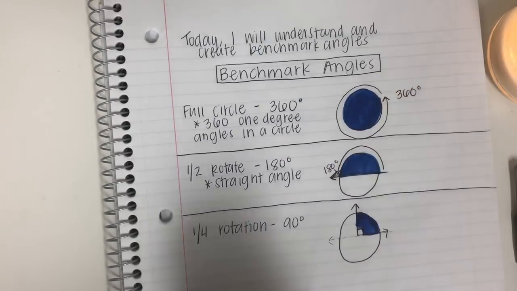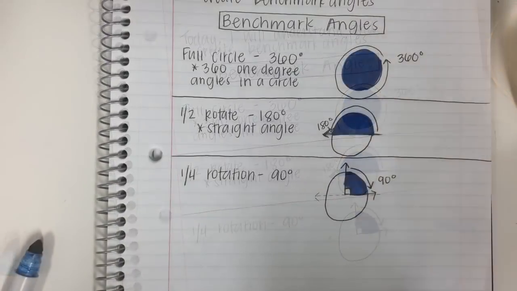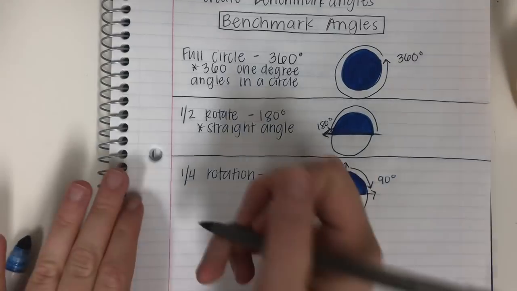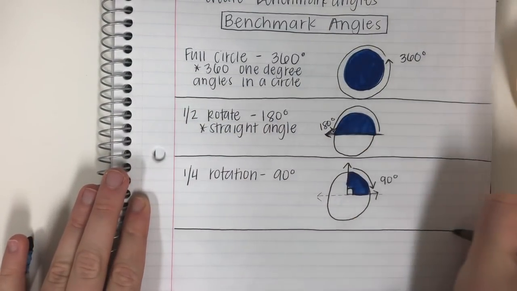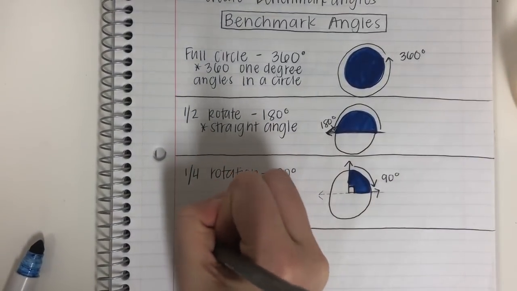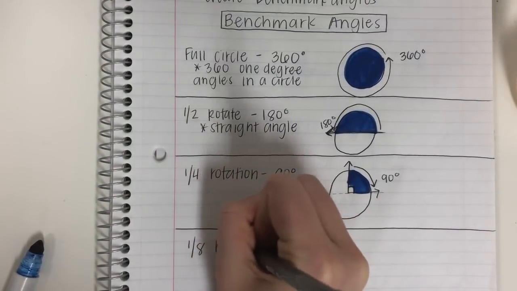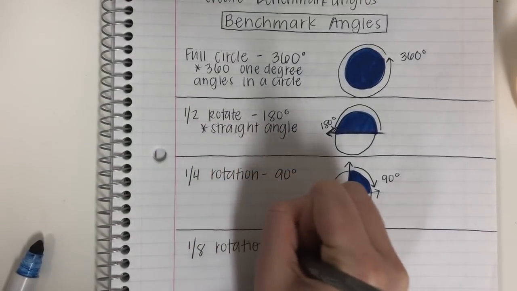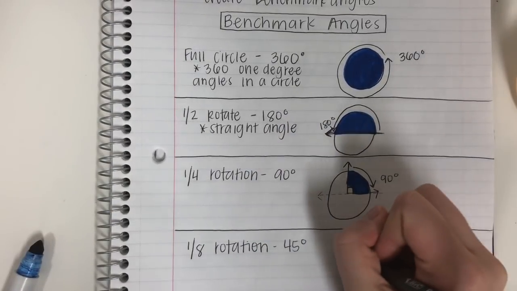So this is 90 degrees. You can see we're getting smaller. Okay. Next we have our 45 degree angle, which is 1/8 rotation, which is 45 degrees. I'm still keeping my same circle.